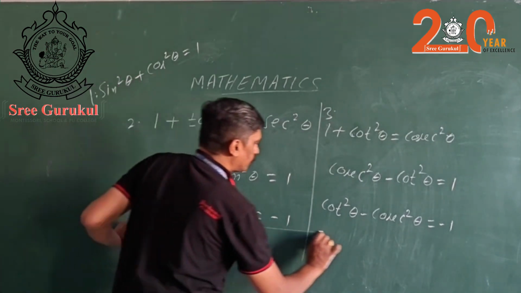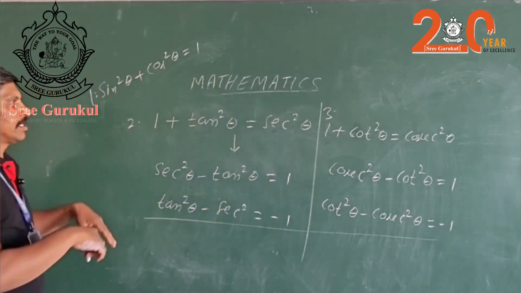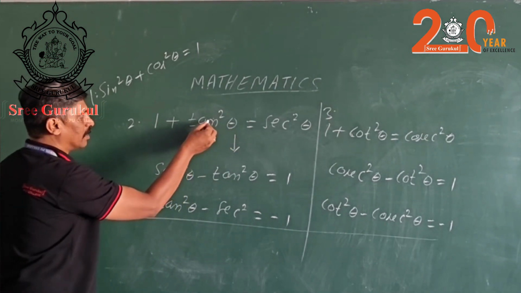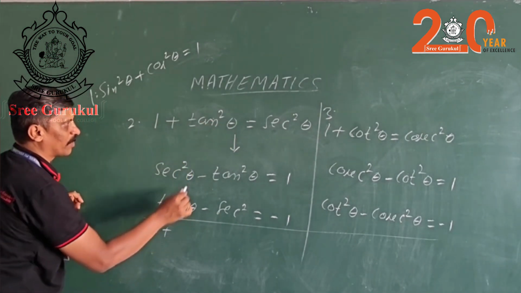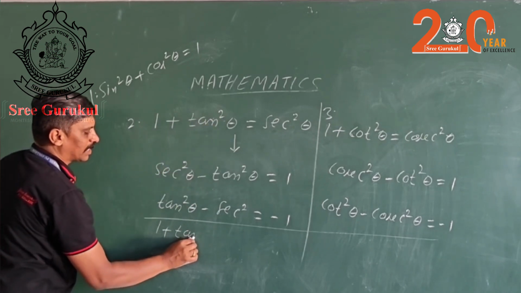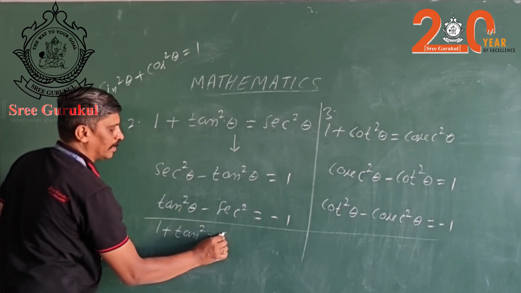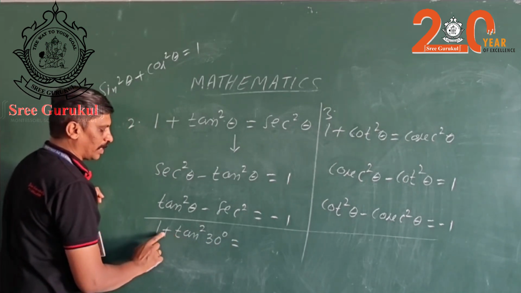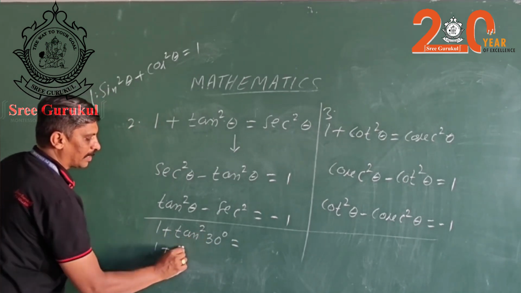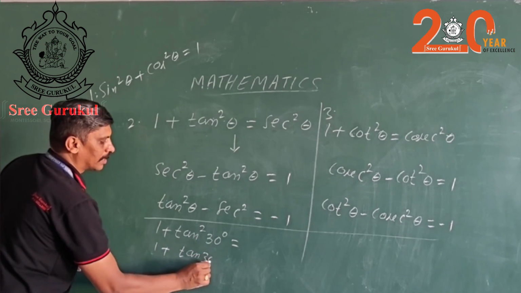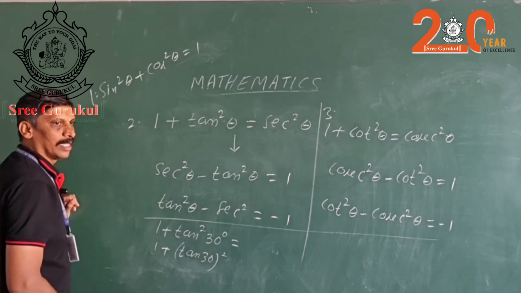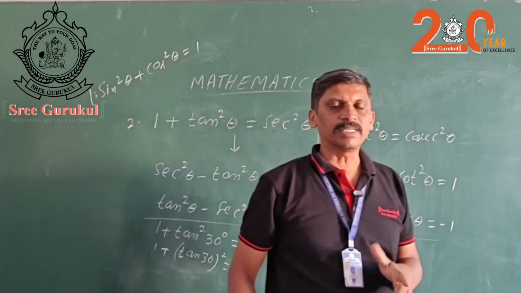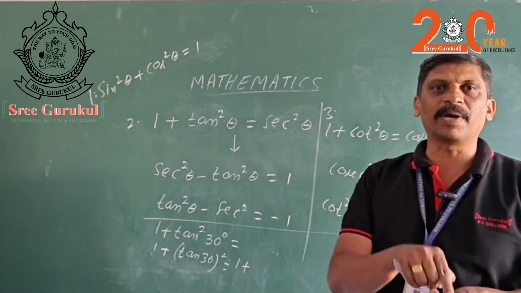After this, suppose by using all those identities, how do we solve problems not only for theta? Suppose this formula is written in a form other than theta: 1 plus tan square 30. How to solve this problem? 1 plus tan square 30: 1 is 1, and tan square 30 is also written as tan 30 whole square. 1 plus, what is the tan 30 value? Tan 30 means sin 30 by cos 30.